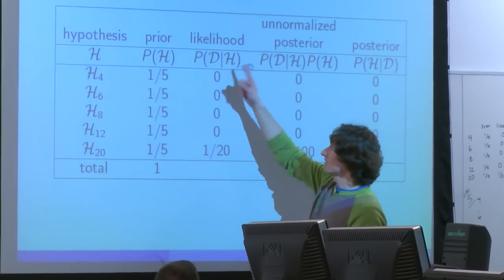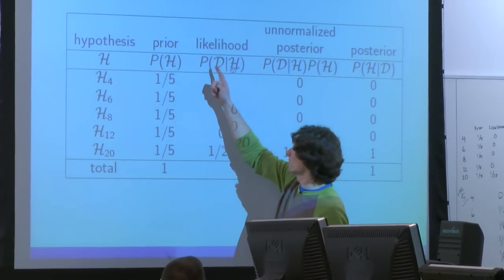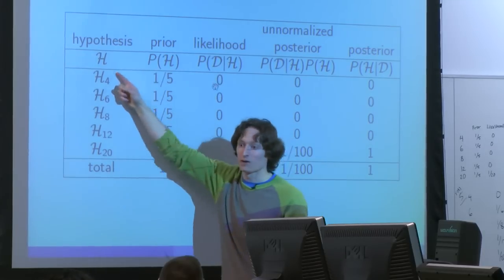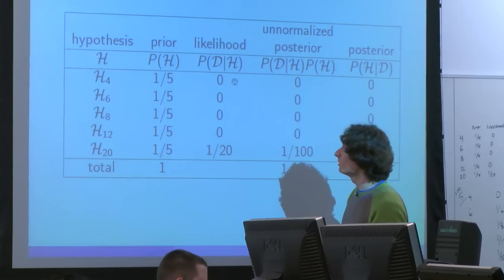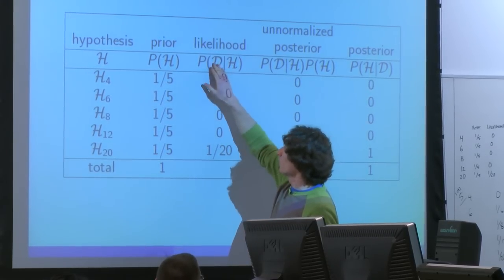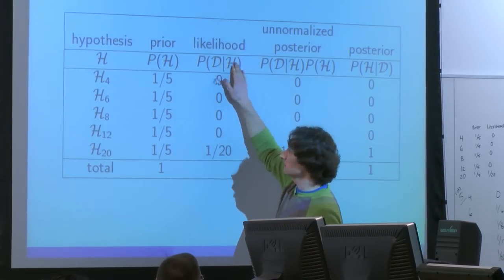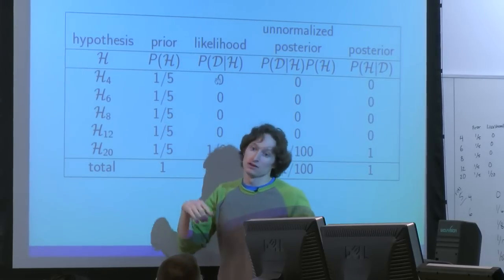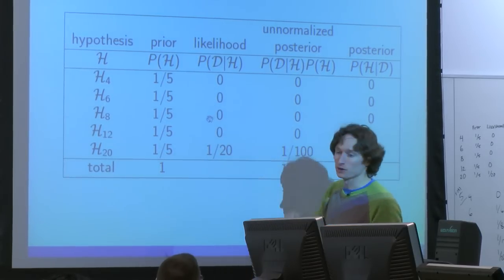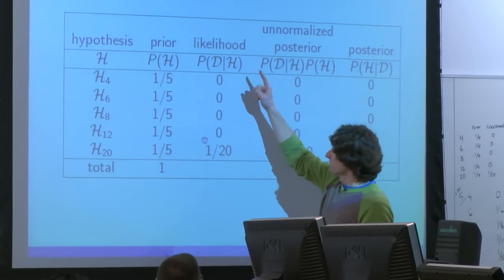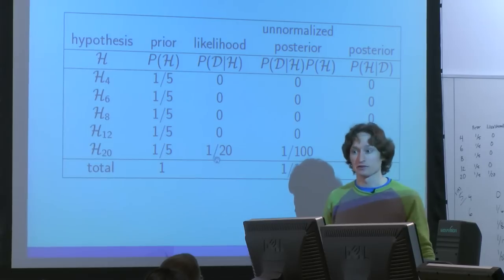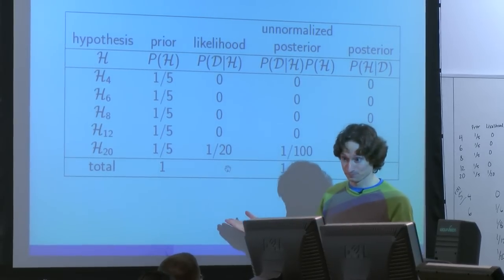Likelihood. Well, that's going to depend on the data, because it's the probability of the data given the hypotheses. The hypothesis in this case is how many sides on the die. So if the data is 13, what's the probability that I would roll a 13, given that it was the 4-sided die? 0, right? It's impossible. Similarly for 6, 8, and 12 sides. But given that I had the 20-sided die, there would be a 1/20th probability of rolling a 13. That's the likelihood column. All right.